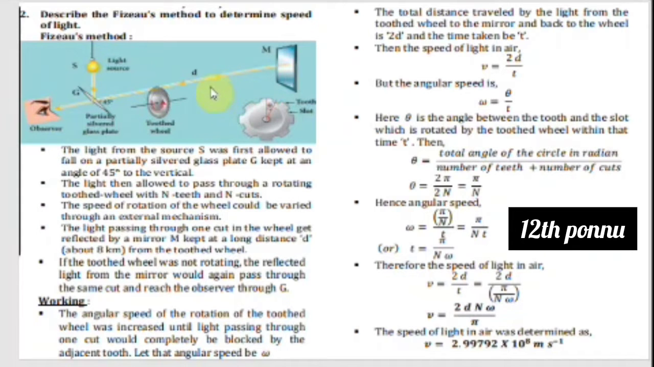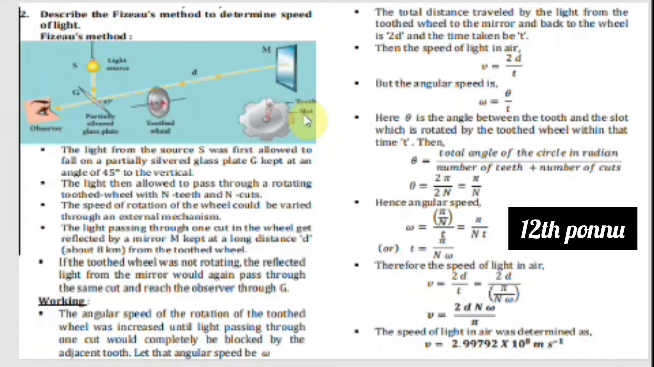Here it consists of a source of light, one glass plate, another one mirror, and a tooth wheel. This tooth wheel has capital N number of teeth and also capital N slots. The gap between two teeth is a slot. So it consists of N teeth and N slots.